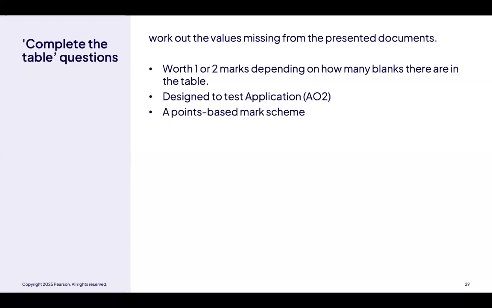Can I just have a moment on, I'm going to show you one of these as well. A type of calculation question is a complete the table question, which works out the values missing from the presented documents. Worth 1 or 2 marks, depending on how many blanks there are. Again, testing application AO2, and once again, a points-based mark scheme. So you'll see this type of question.